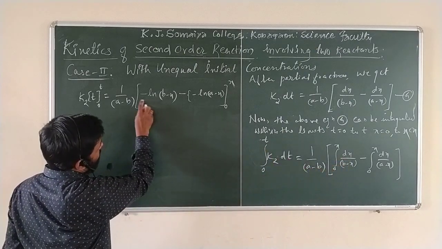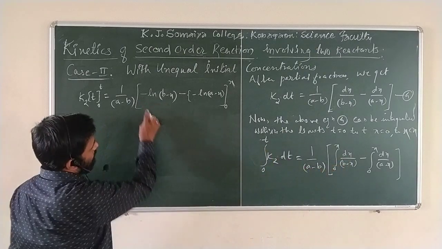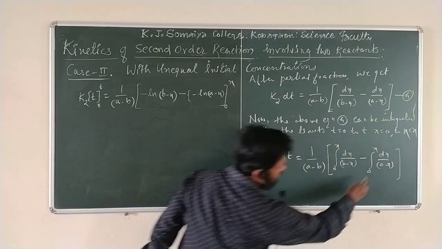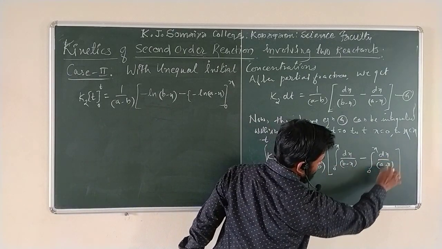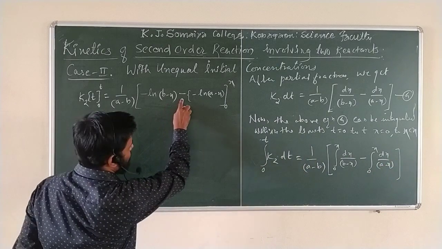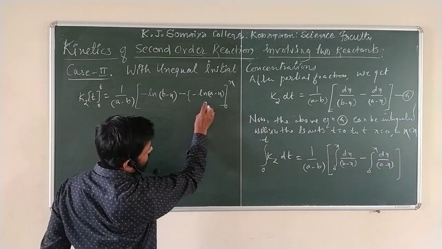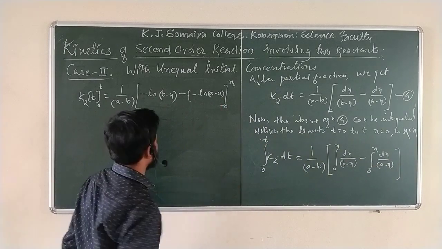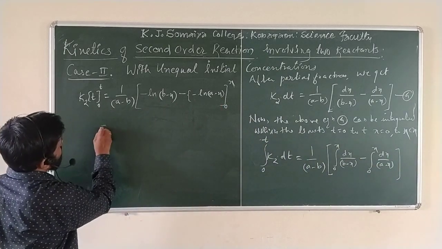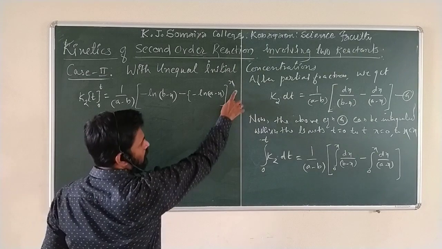You will get ln(b - x) minus... so here I write as it is. This is another part, minus dx upon (a - x), I put as it is. What is the integration of this one? You will get minus ln(a - x). So this can be simplified within the limits 0 to x.